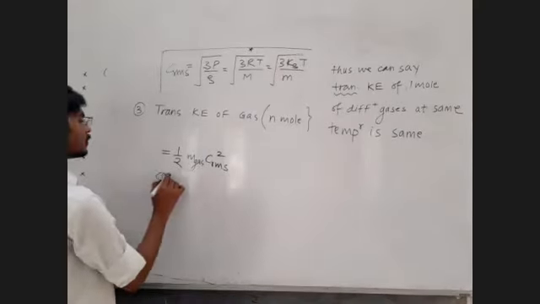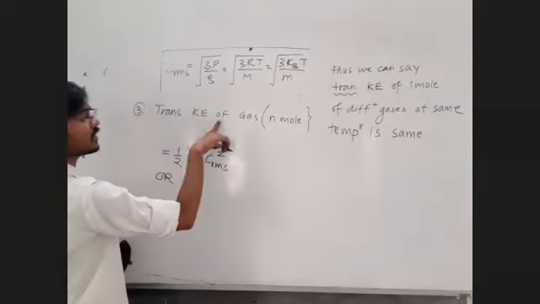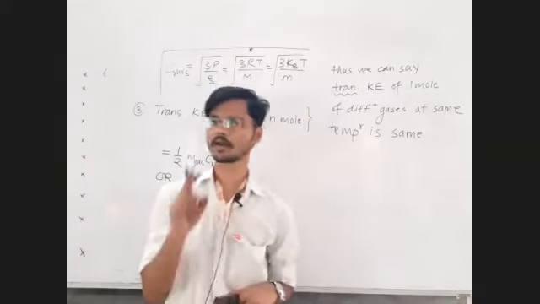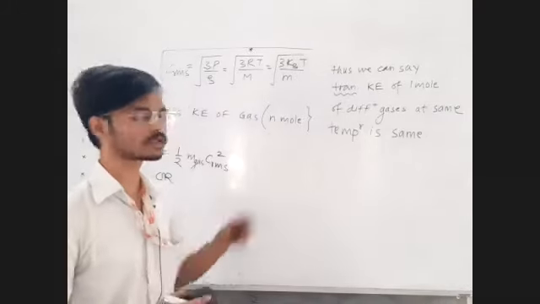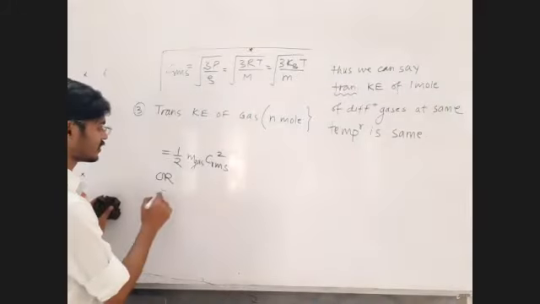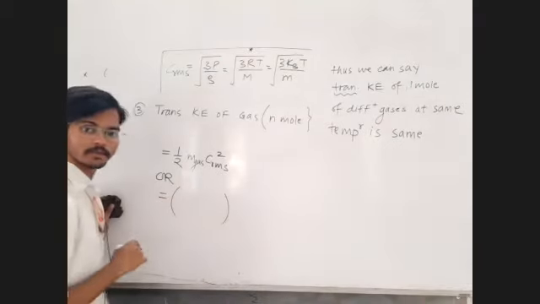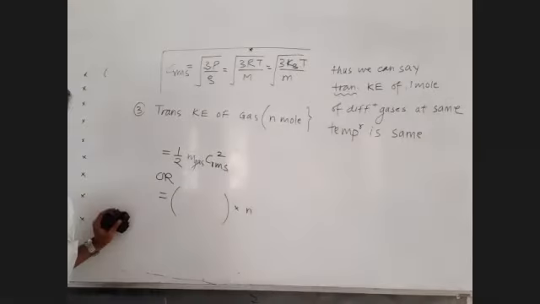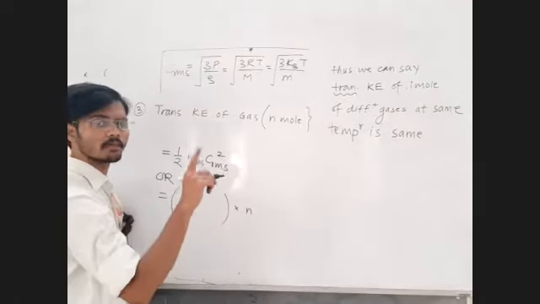Or there is another formula. Translational kinetic energy of gas: gas means that you are not given 1 mole, it means you are given n number of moles. If you are given n number of moles, the very simple thing is to write the translational kinetic energy of 1 mole multiplied by such n moles. What is the translational kinetic energy of 1 mole?